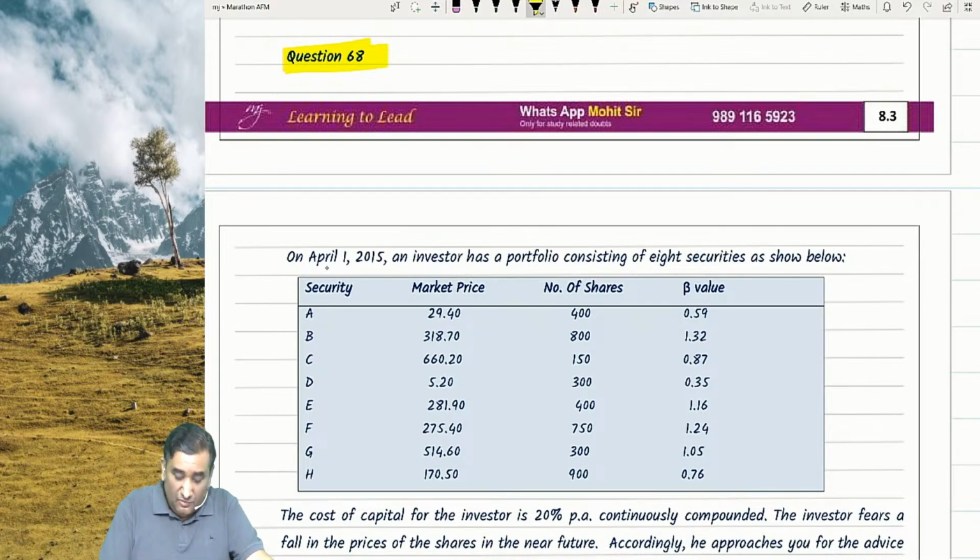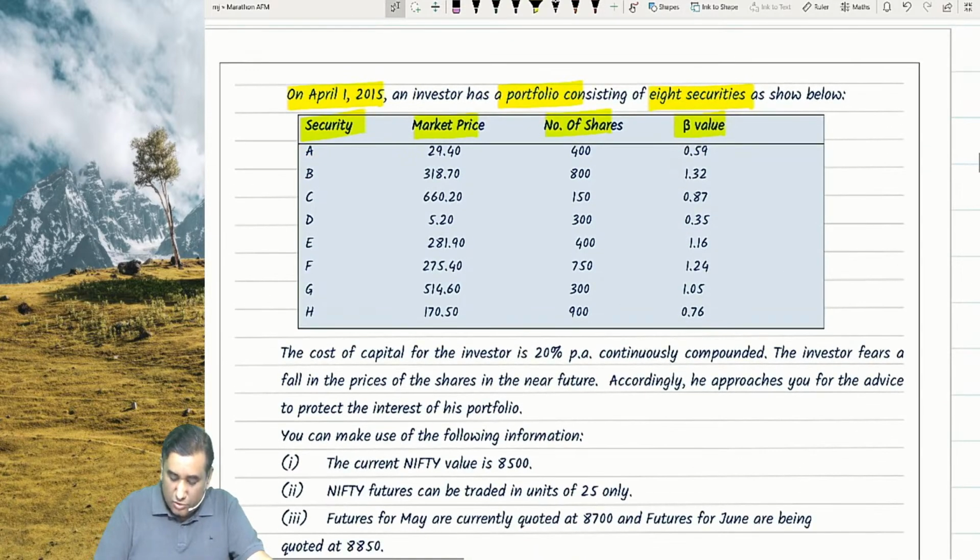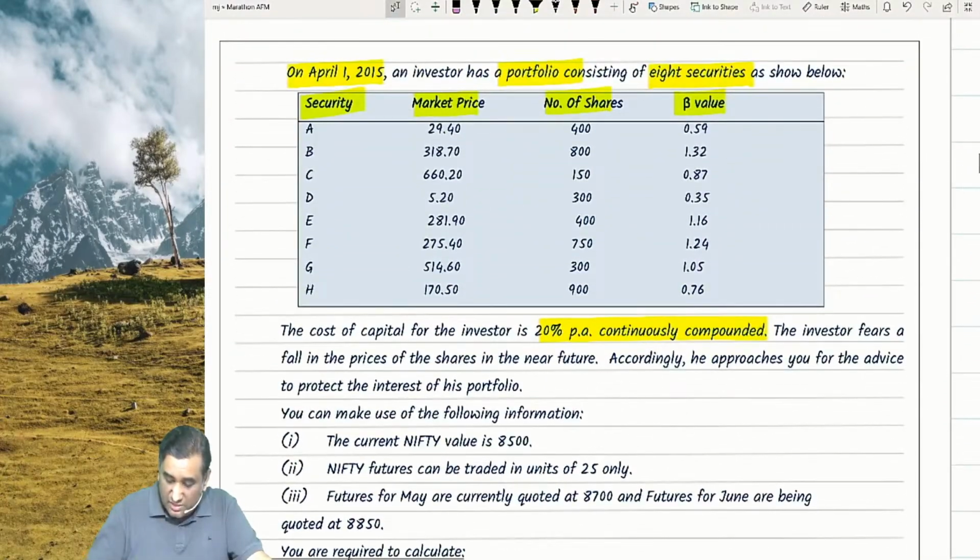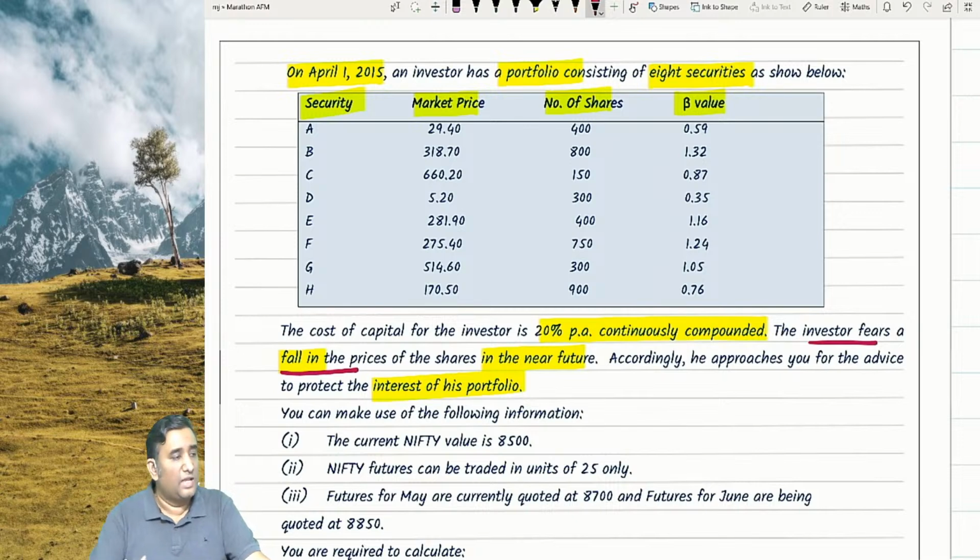Your calculator. On April 1, 2000, an investor had a portfolio. Market price, number of shares, cost of capital for the investor. The investor fears a fall in the price of the shares in the near future. Whenever he fears, that means he'll do hedging. Accordingly, he approaches for advice to protect his interest and can make use of the following info.